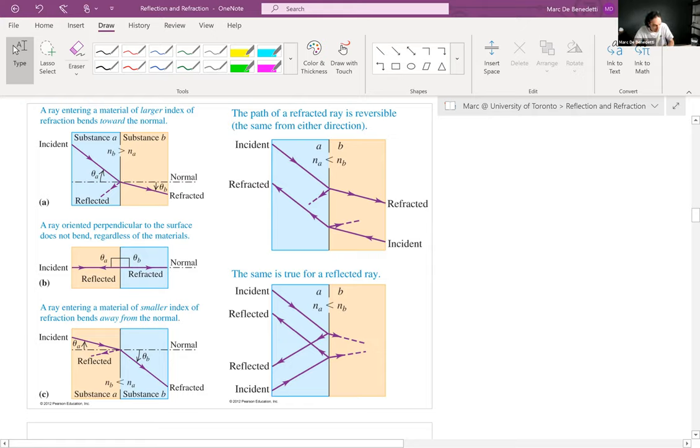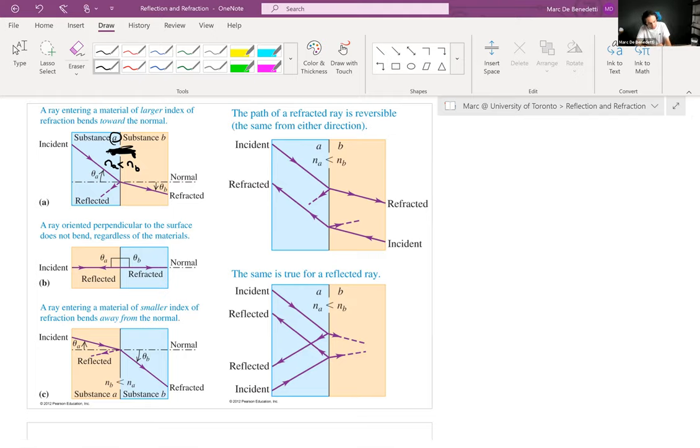I don't know why the diagram chose to label this. This is substance A, but for some reason they labeled NB on this side. So I'm going to scratch this out. They're saying NB is bigger than NA, so that's like saying NA is less than NB. They wrote it flipped, whatever. I'll just change it.